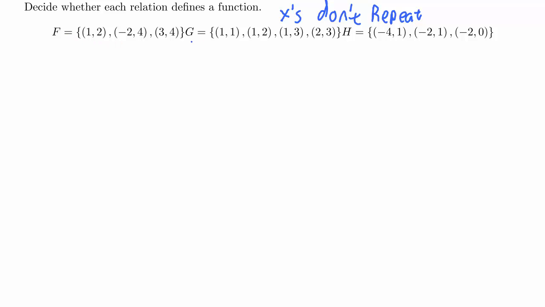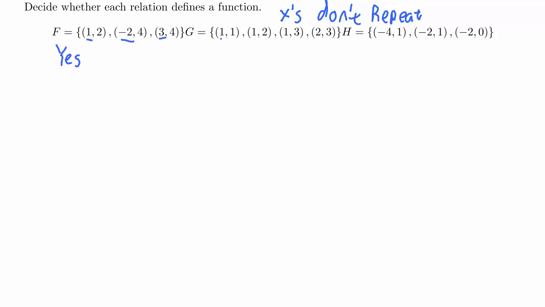This is one big relation, so I'm going to look at the x's. 1 corresponds to 2, -2 corresponds to 4, 3 corresponds to 4. 1, -2, and 3 do not repeat. That means that f is a function. Therefore, for f, yes, it is a function. So let's look at g.